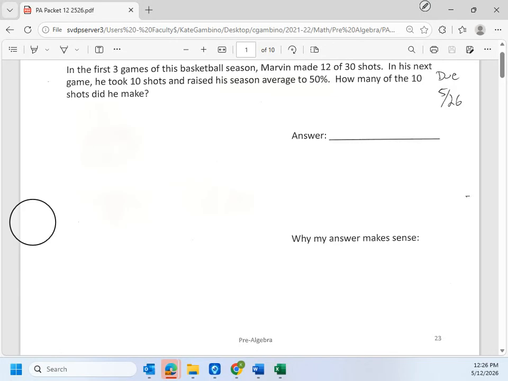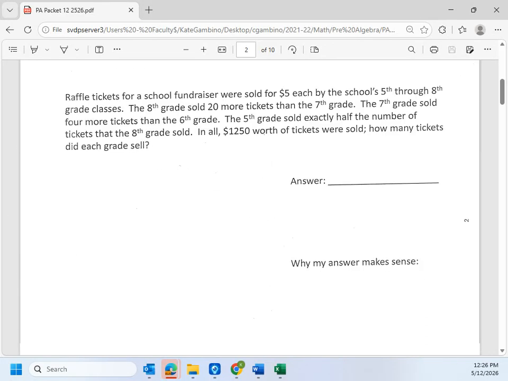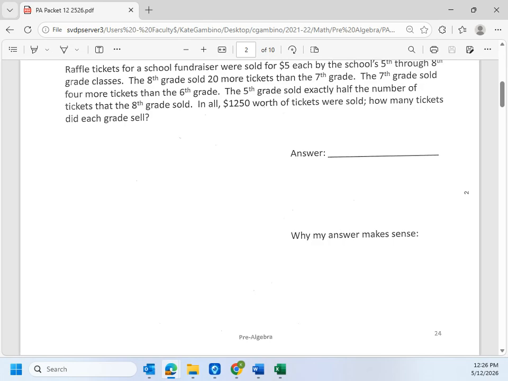Next page, we have the raffle sale. School fundraiser raffle tickets are sold $5 each, 5th through 8th grade. So we have 5th grade, 6th grade, 7th grade, 8th grade. You guys know I like to use my bar model to help me figure things out. So I'm going to show you how we can use the bar models to help us with this one. The 8th grade sold 20 more tickets than the 7th grade. The 7th grade sold 4 more tickets than the 6th grade. And the 5th grade sold exactly half the number of the tickets that the 8th grade sold.